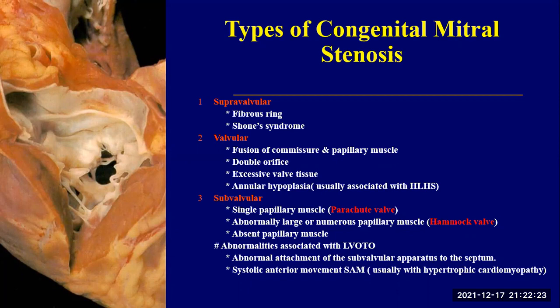And in the subvalvular type, the single papillary muscle, like in parachute mitral valve, the abnormalities of large or numerous papillary muscles in the hammock valve, and the absent papillary muscle. These subvalvular anomalies are associated with other anomalies, and most importantly with LVOT obstruction, like in systolic anterior motion in hypertrophic cardiomyopathy.